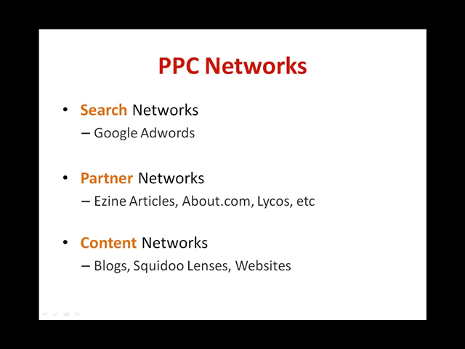PPC networks are places that you may choose to have your ad placed or shown. There are three main types of PPC networks: search network, partner network, and content network. Search networks are search engine networks like Google AdWords, Yahoo Search Marketing, and MSN. Partner networks are made of Google partners, which are normally large website directories. Some examples are EzineArticles, About.com, and Lycos. Content networks are websites or a collection of websites that provide information in various forms such as articles, audios, videos, etc. Some examples include sites like blogs, Squidoo lenses, or even independent websites.